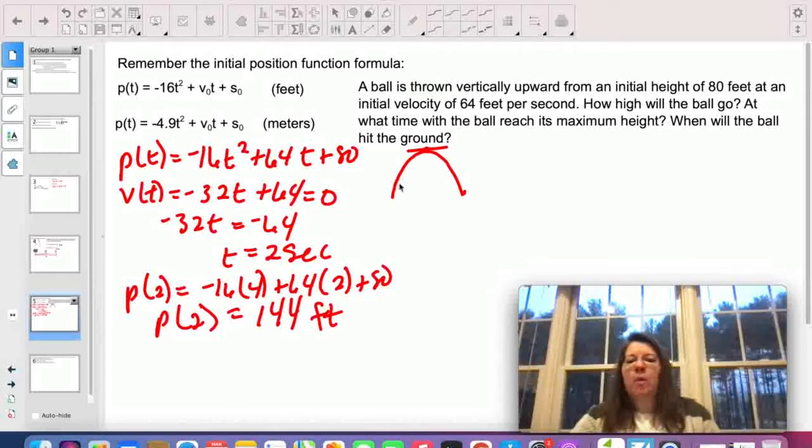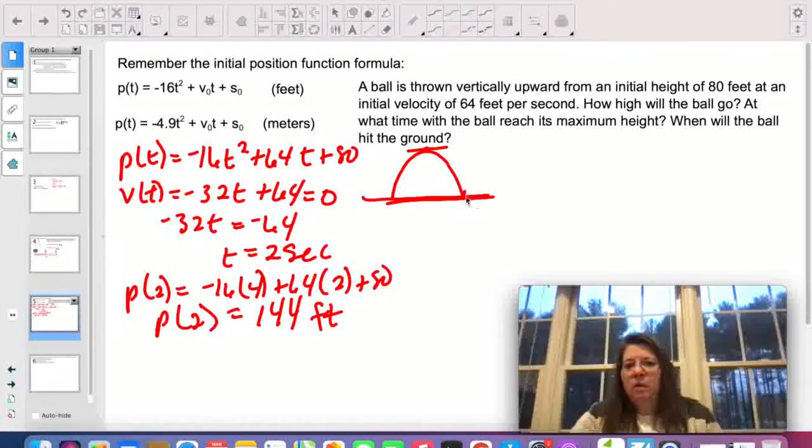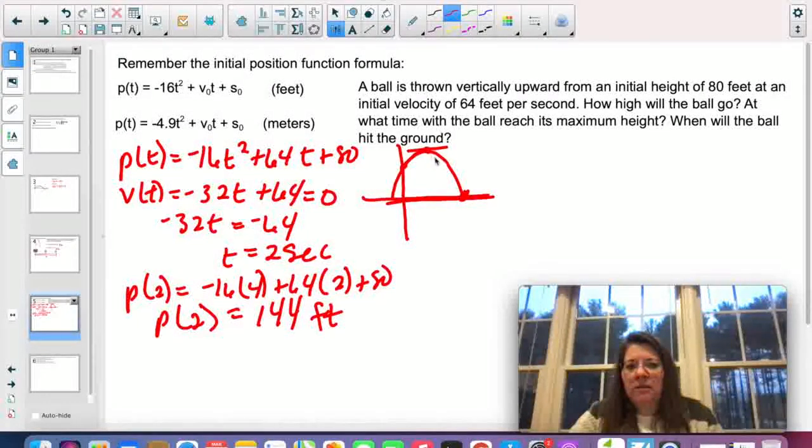Well, if you think about where the ball will be when it hits the ground, if this is where the ground is, don't we want to know what time this happens? We know that the initial height is at 80, which I would say is maybe around right here somewhere. So that's our initial height. So we want to know how long it takes this ball to travel from there to when it hits the ground. So what is the position when it hits the ground? Well, the position is 0.